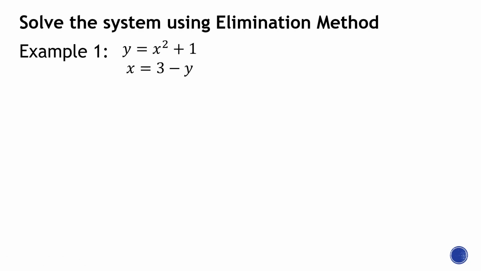So the first thing we need to know is that both equations should be expressed in terms of y. For the quadratic equation, it should be in the form y equals ax squared plus bx plus c, which is the standard form of the quadratic equation. For the linear, it should be in slope-intercept form. As we can see, the first equation is already expressed in terms of y, but the linear is not. So we have to do something there. We need to transform that into y equals mx plus b.